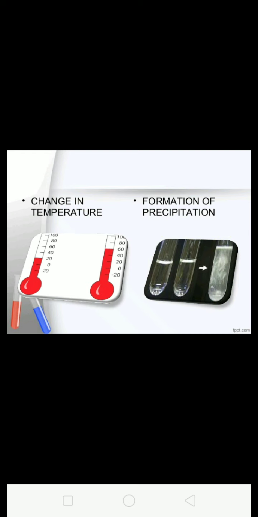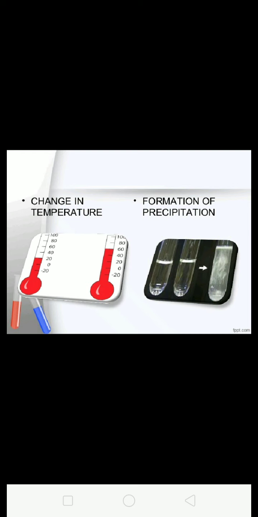You understand? Next is the formation of a precipitate. There are some reactions where you mix two reactants, two different solutions, two different compounds, and you get a substance which is insoluble in water. We call such substances precipitates.